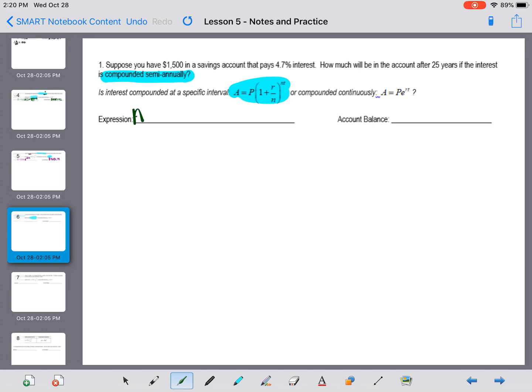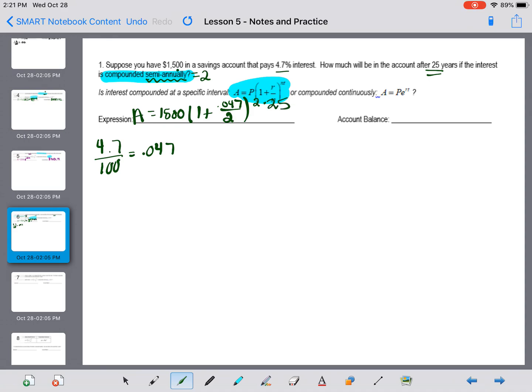So we set up our expression. A equals your initial amount, which was $1,500, times 1 plus your rate as a decimal. Again, divide your percent by 100, and it will give us 0.047. So 0.047 divided by n, which is how it's being compounded. Semi-annually means 2 times a year. So our n is going to be 2. Raised to the 2 times our time, which is 25 years.